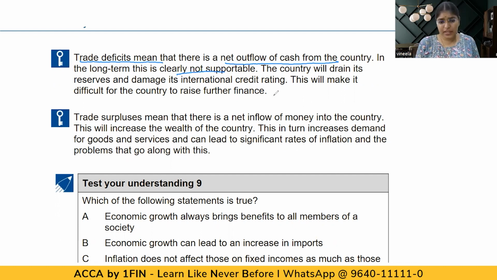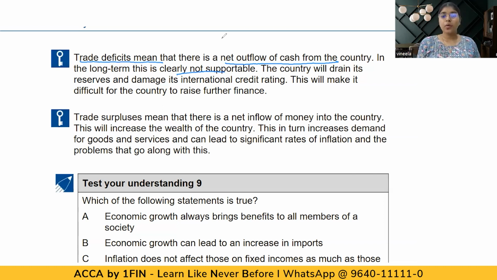If your CIBIL score is affected, then it will be very hard for people to get loans, a personal loan or any loan from the bank. In the same way, a country also has a credit rating in the world. So if that credit rating is affected, it will be difficult for the country to raise further finances. That's why a trade deficit is not suitable for any country, because it will drain our resources, drain our reserves, and impact our credit rating, which will make it difficult for our country to raise finances.